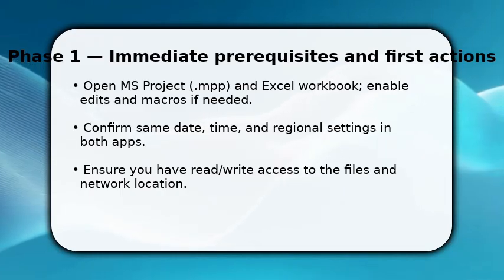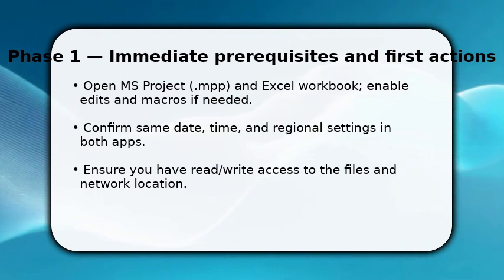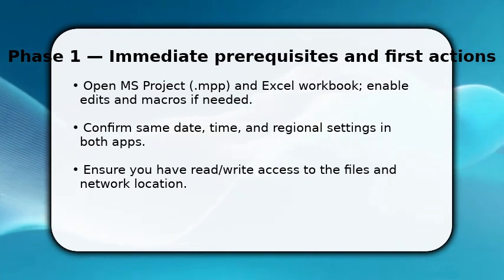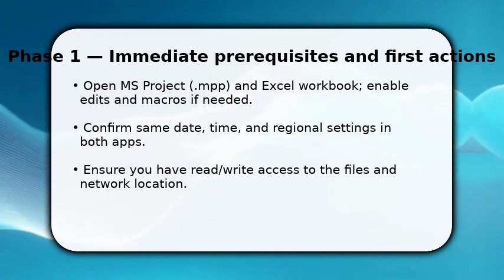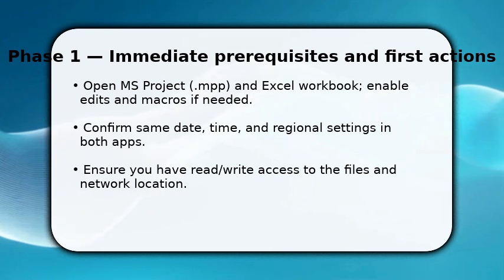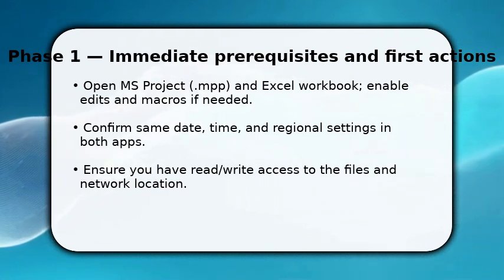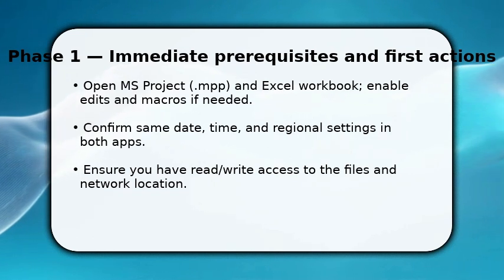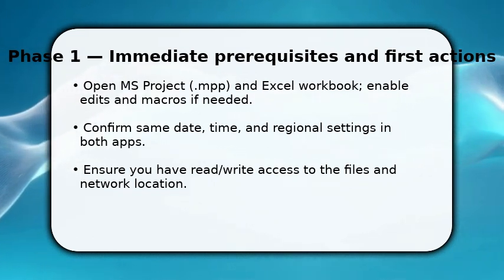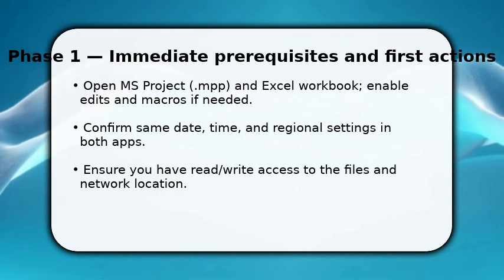You begin by opening the MS Project file and the Excel workbook you'll link. Do that now. Once both are open, make sure edits and macros are enabled so data can flow. You need matching date and regional settings to avoid shifted dates, so check those in Project and Excel. Also, ensure you have the right permission for both files or for the shared folder. Without it, links fail. This setup speeds the link process and prevents common errors when you start importing fields.